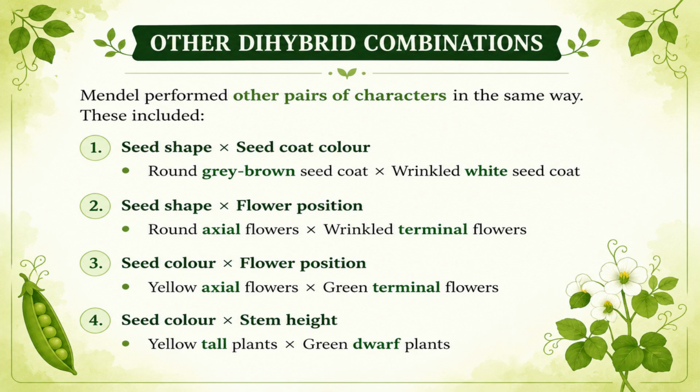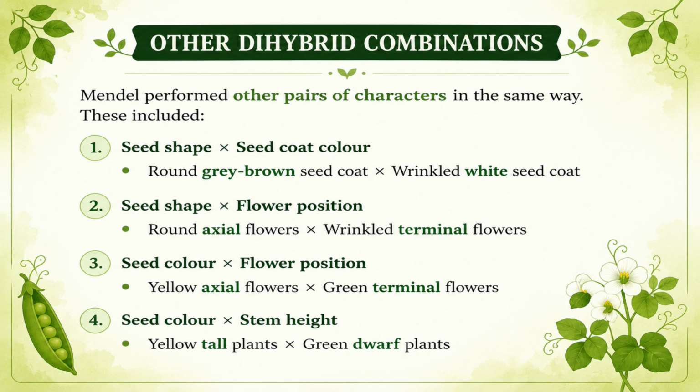The second combination was seed shape and flower position. In this experiment, Mendel crossed plants showing round seeds with axial flowers and plants showing wrinkled seeds with terminal flowers. The third combination was seed color and flower position. Here, he crossed yellow-seeded plants having axial flowers with green-seeded plants having terminal flowers. And finally, he studied seed color and stem height together. In this experiment, yellow tall plants were crossed with green dwarf plants.